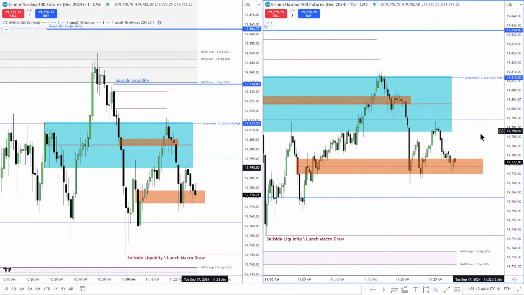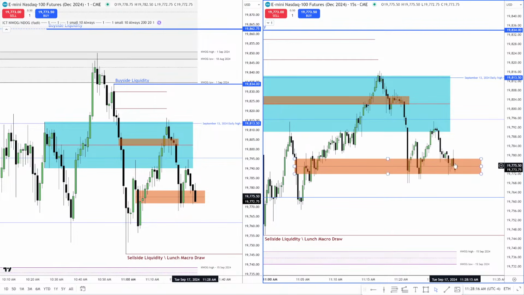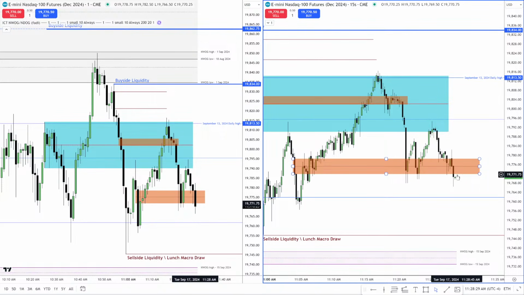Volume imbalance delivered to that. Now this right here, just deliver it, man. There you go. Now don't run away. Don't run away yet. I want to see if we can touch the bottom of that inversion fair value gap. Not yet. Come on.